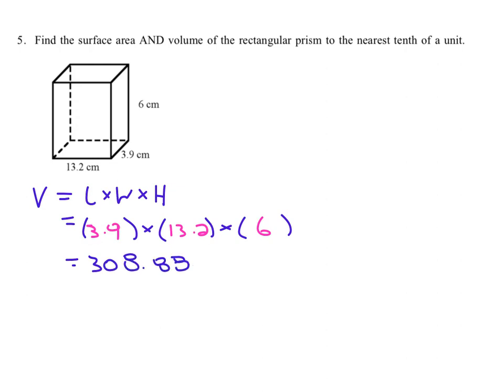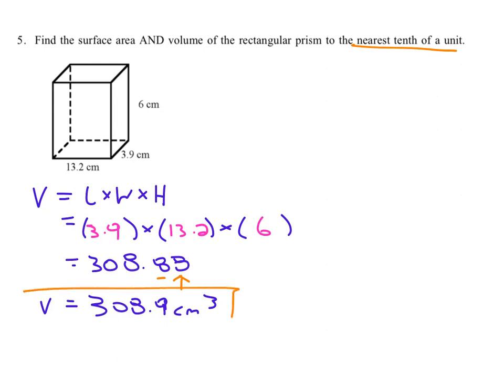And we get 308.88, and it's asking us to the nearest tenth of a unit. So what's in the tenths place? We've got that 8. What's the one right after that? That's an 8. Is that 5 or higher? It is. So therefore, we round that 8 up to a 9, 308.9. And what are the units? They were centimeters and we're doing volume, so it's centimeters cubed. And that is the volume of this.